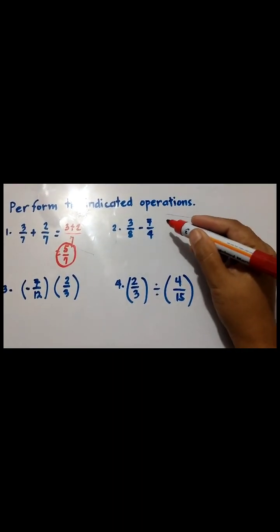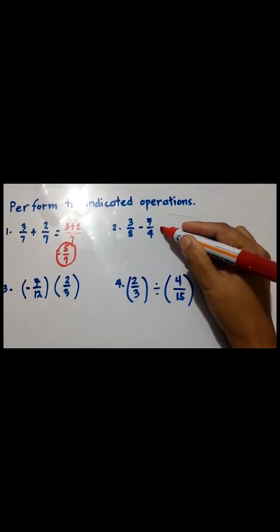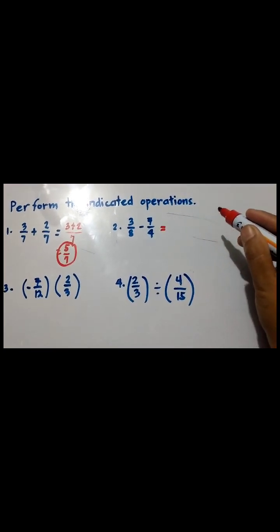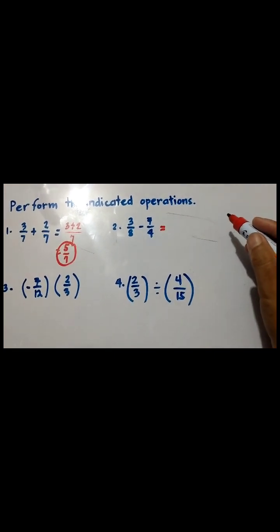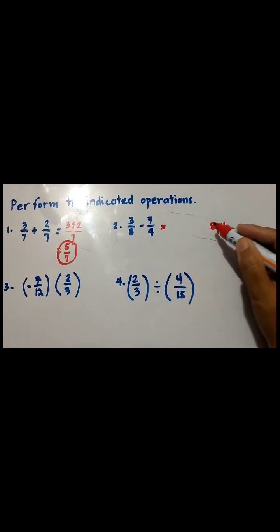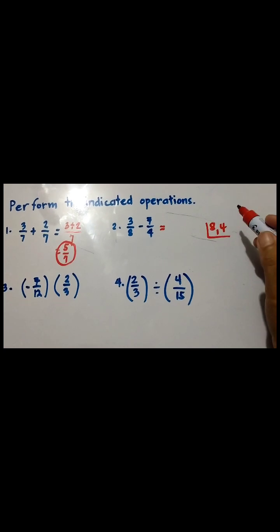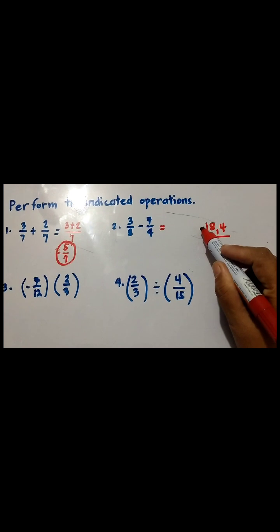Next, we have 3/8 and 7/4. So we will subtract 7/4 from 3/8. Since the denominators are different, we will find their LCD. To recall, in finding the LCD of 8 and 4, we can use this synthetic division. We will be dividing these two numbers with their common prime factor. So we can have 2 here.